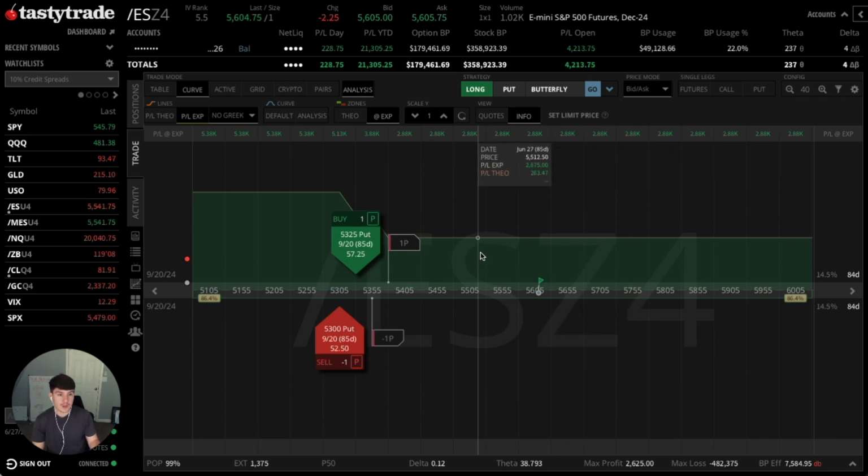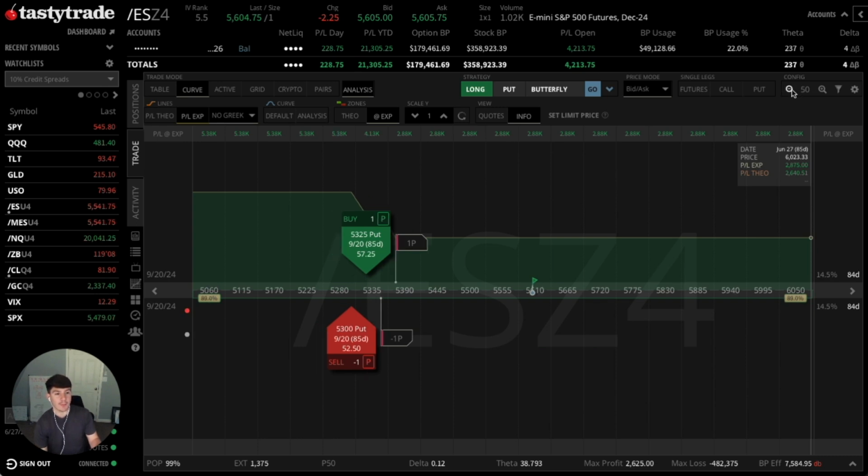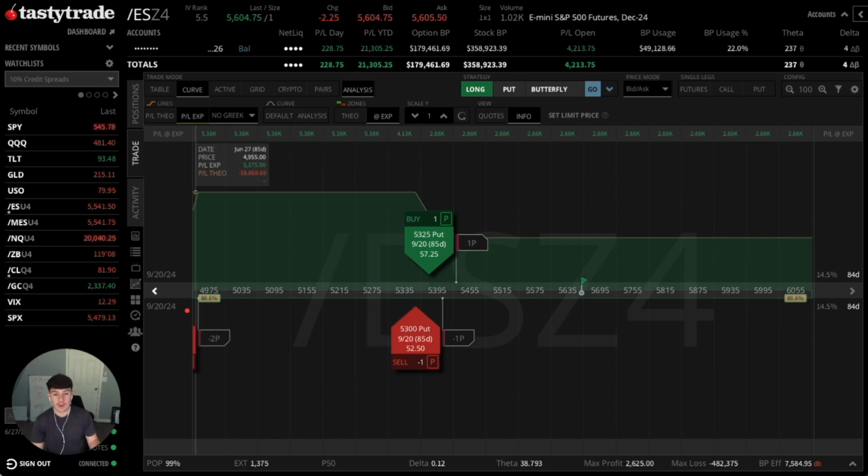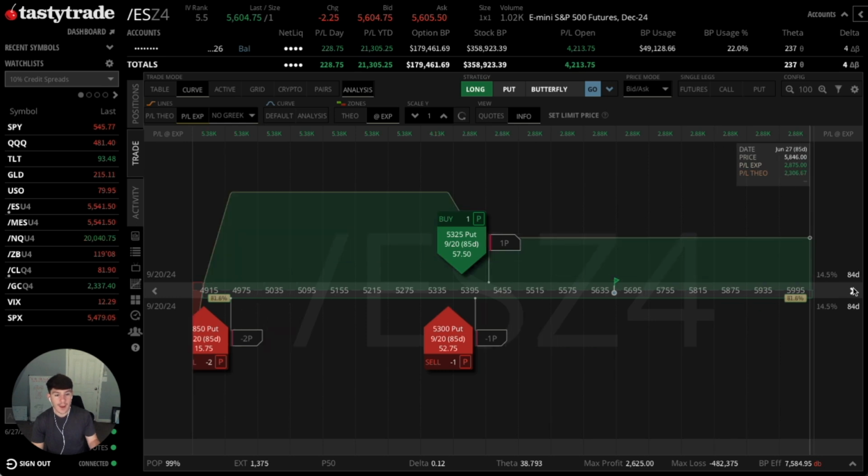Then again, I'm going to zoom out. When I zoom out, you can see right here it shows 40. I want to press the minus until I get to 100 so that I can see the entire graph. Now, if I want to go back and forth, I can use my mouse, or I can just click these arrows to move backward or forward like this.